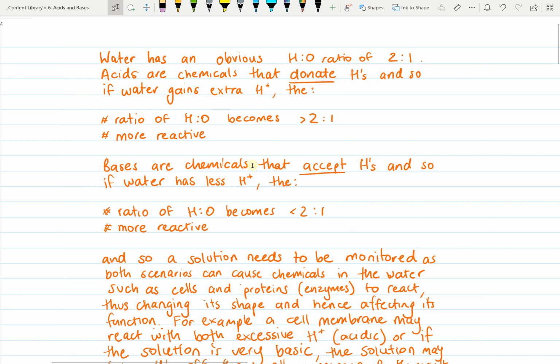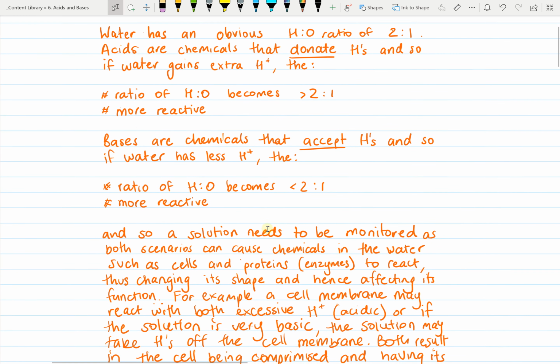Bases are the opposite. They're chemicals that accept hydrogens by definition, but they're just chemicals that bring down the ratio of hydrogens to oxygens. The most common one there is OH, which is a 1-to-1 ratio, the hydroxide ion. A solution that does not have many hydrogens and has a lot of OHs is also reactive.